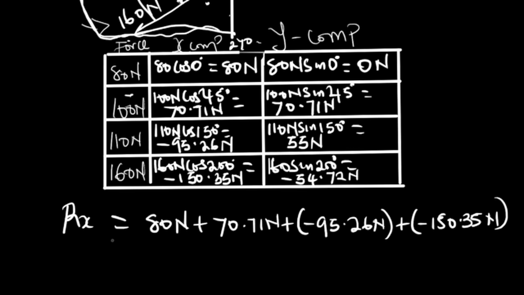Now, let me add them together so that we can get the x component of the resultant vector. So I will say our Rx, or R sub x, is equal to, so let me pick up my calculator. We have 80 plus 70.71, and then minus 95.26, minus 150.35.